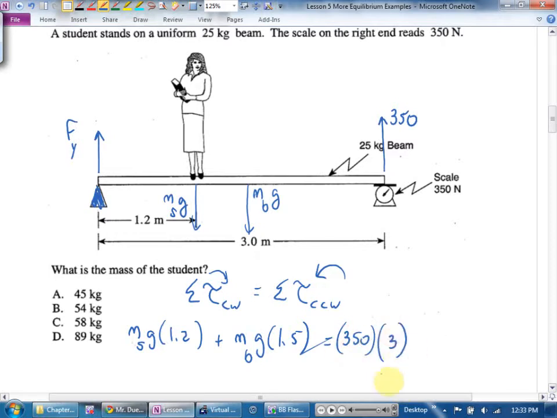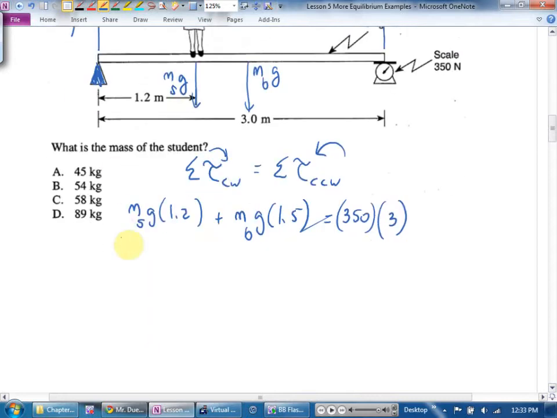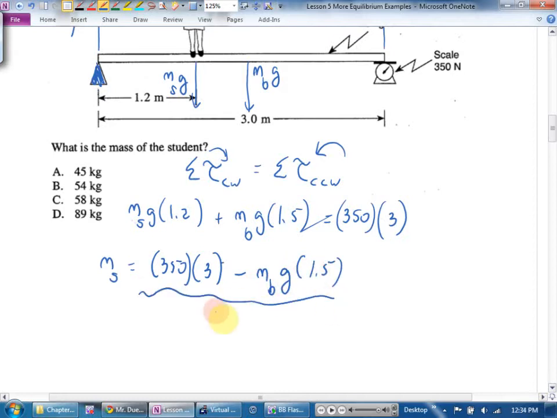What am I trying to find here? So I think, Brandon, leave this, minus this over, and then divide by both of those, and that should get me that by itself. I'm going to do that in one step. So the mass of the student is going to be the mass of the beam times G times 1.5. No, Mr. Dueck, you're minusing that over. It's going to be 350 times 3 minus the mass of the beam times G times 1.5, and then divide that answer by a G and a 1.2. That should get the student by itself.